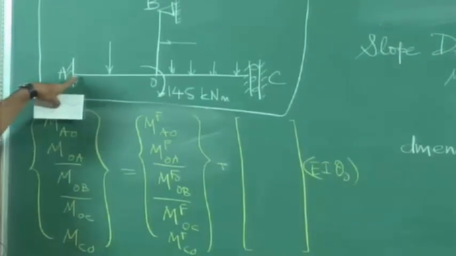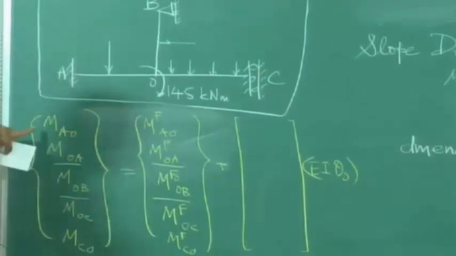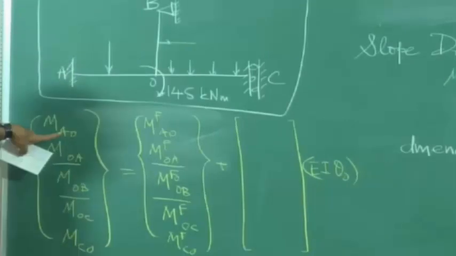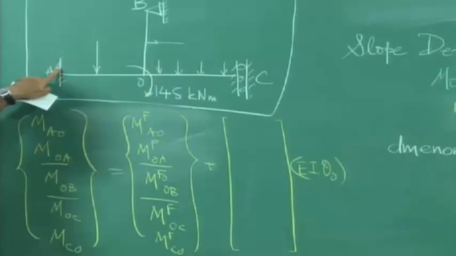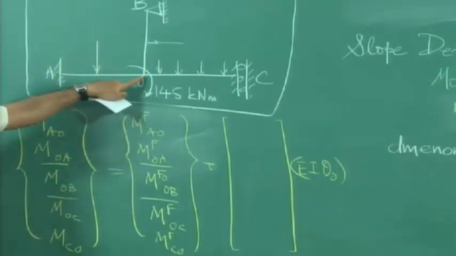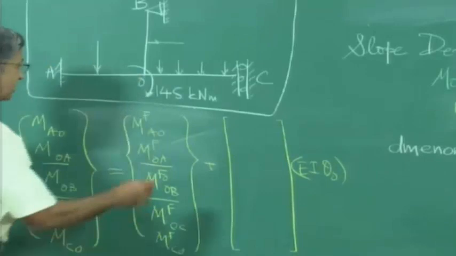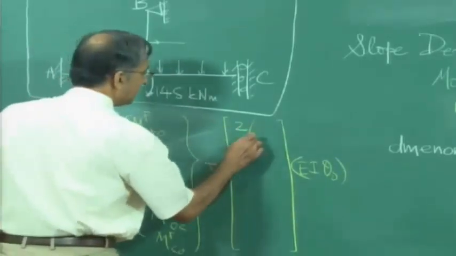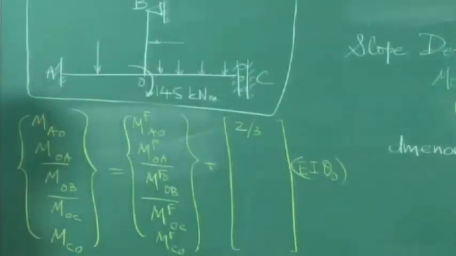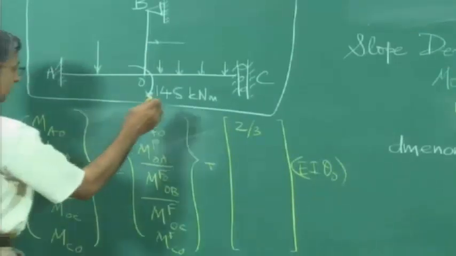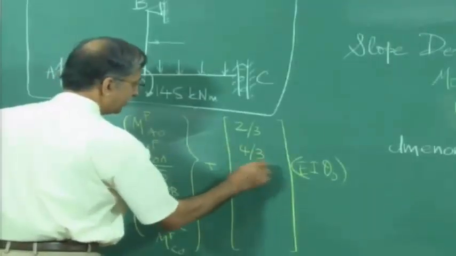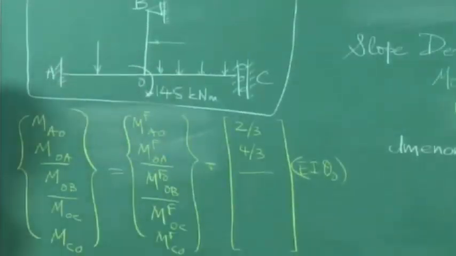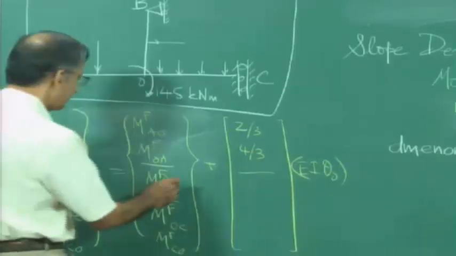As far as this element is concerned, remember what you will write mechanically. MAO is MF AO plus 4 EI by L into theta A, which is 0, plus 2 EI by L into theta O. So you will write here 2 by 3. L is 3 for all the members. Agreed? Now you take this element. So it will be 4 by 3. I hope all of you agree. 4 by 3.